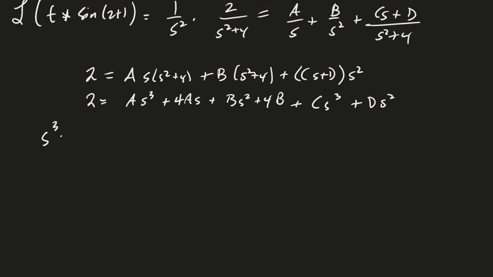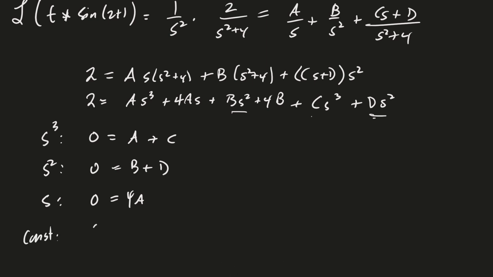So now our s cubed terms, it looks like 0 is equal to A plus C, and then our s squared terms turn out to be B plus D, and then our s terms turn out to be 4A. Any other s terms? Oh, that's the only one. And then constants, 2 is equal to 4B. So therefore B is equal to 1/2, A is equal to 0, C must be 0 then, and then D is minus 1/2. Good.